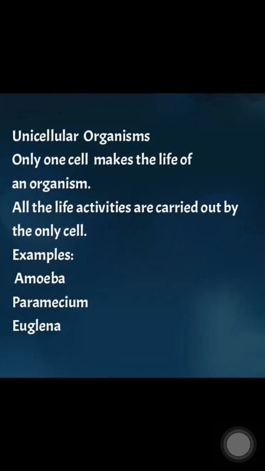When we are talking about unicellular organisms, all those organisms that have only one cell to make their whole life. All the life activities are carried out by the only single cell. We can take here examples of amoeba, paramecium, and euglena.